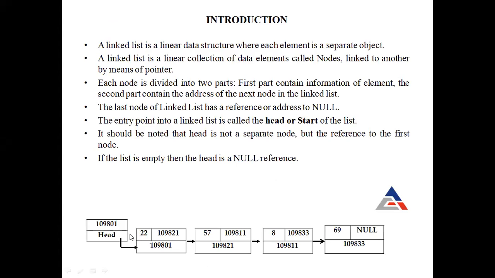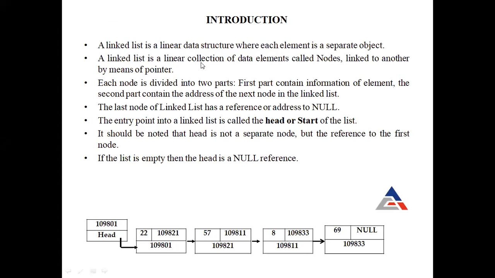So head means it has the address of the first node, the address at which the first node is saved. So head has the address 109.801. It means that this is the address part. This address part has this particular linked list. So head stores the address of the very first element from where the linked list starts.